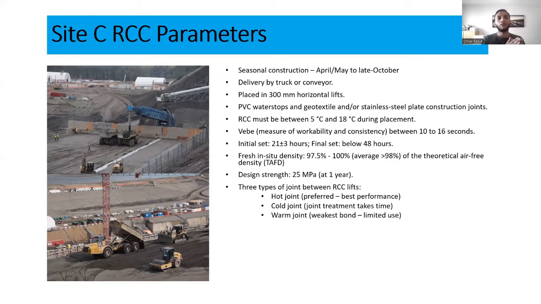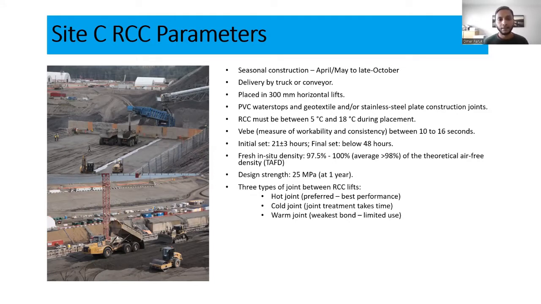For roller compacted concrete, we also do the same. We take different components of the concrete mixture, and we find what is our total density of the RCC. So we first establish that in our lab testing, and when we deliver that RCC to the final location of the structure, we also need to make sure that whatever laboratory density we measured, which is called the theoretical air-free density, is within the range of 97% to 100% when we finally deliver to the site. So we also do field testing to find that the fresh in situ density is within that range, on average about 98% of the theoretical air-free density.